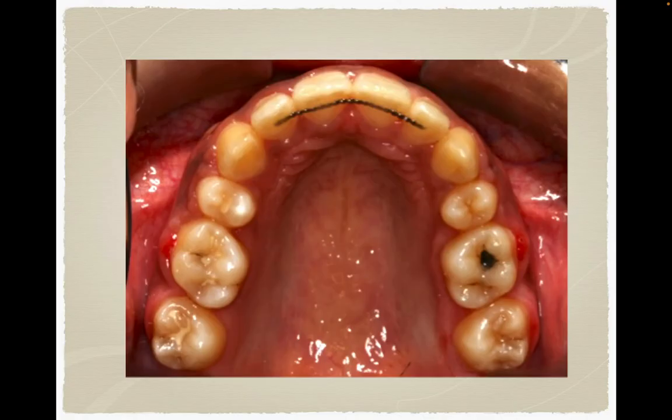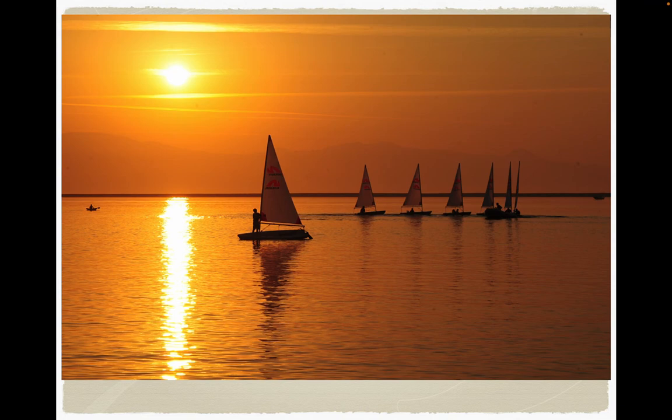Don't forget that we need a bonded retainer for the rotated lateral. Although in this photograph it's 2 to 2, for rotation of the lateral incisor I prefer to extend it into the canines. Thank you very much for your time and for listening.